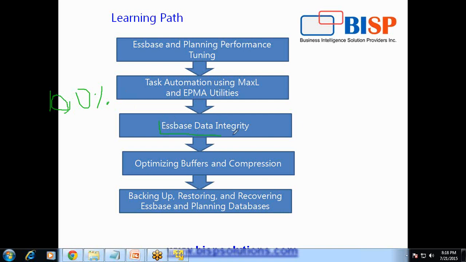Let me talk about some data integrity related issues. We talk about optimization of buffer and compression. Compression is needed, especially because nowadays your source system is not a conventional RDBMS.